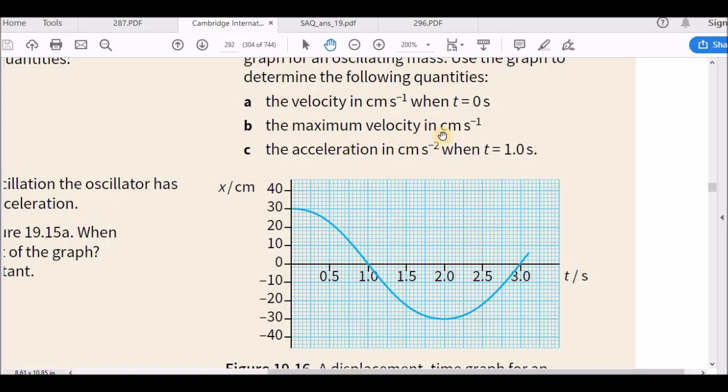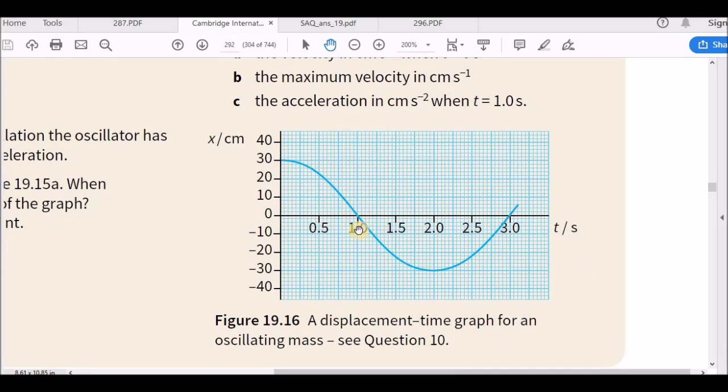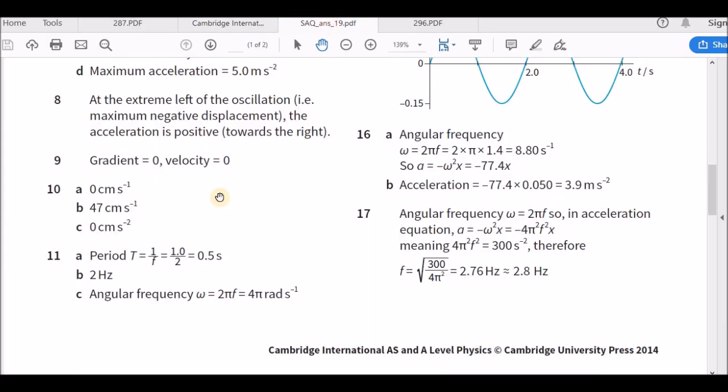Okay, the maximum velocity in centimeters per second. Maximum velocity will be the gradient of this curve when the time is 1.0 seconds. So you have to draw a tangent like that and find the gradient of that tangent. The maximum gradient for this curve will be the maximum velocity. It has to touch the curve when the time is 1.0 over here. You can do it over here also, but it is better to do it here. Then you find the gradient of that tangent. It will be about 47 centimeters per second.